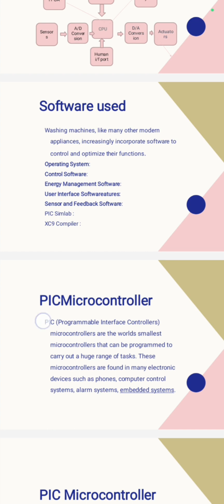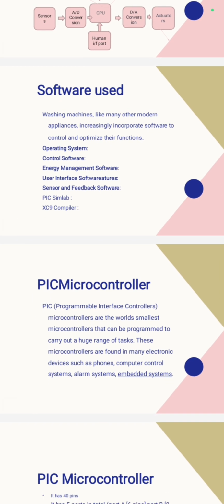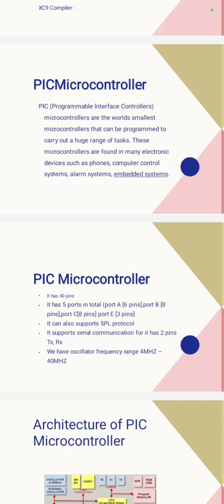And then the software used. Washing machines have many applications: the interface software, the controller of the operator function, operating system, control software, energy management software, user interface software, the PIC simulator lab, and the compiler. The next slide is about the PIC microcontroller.